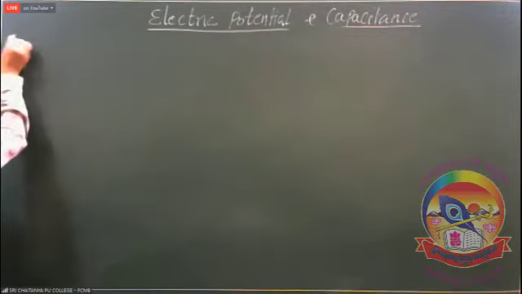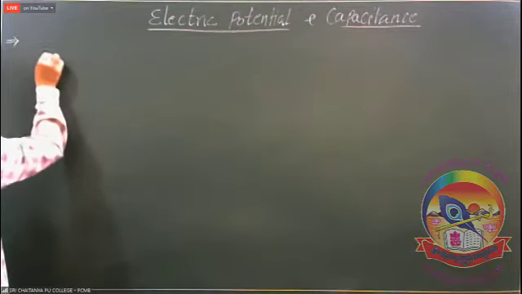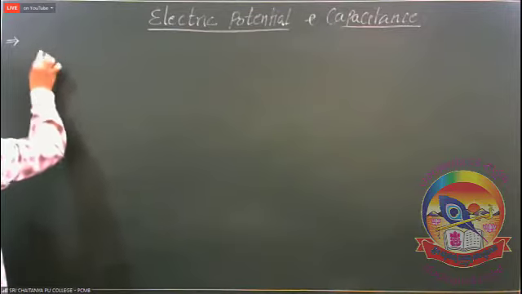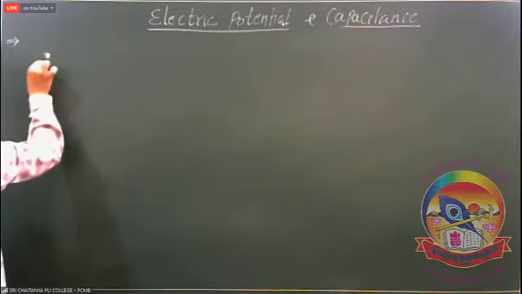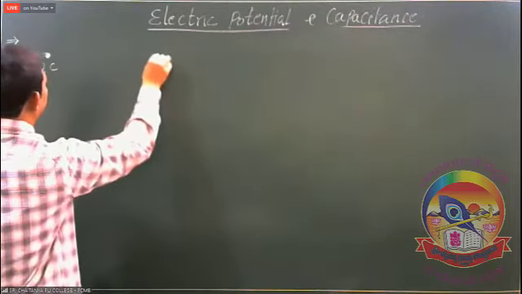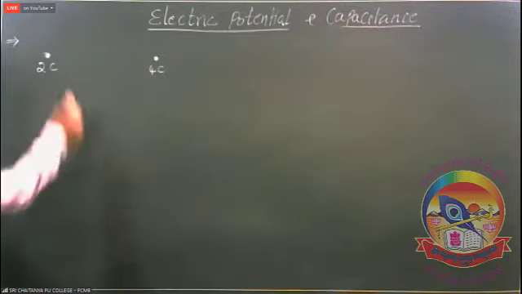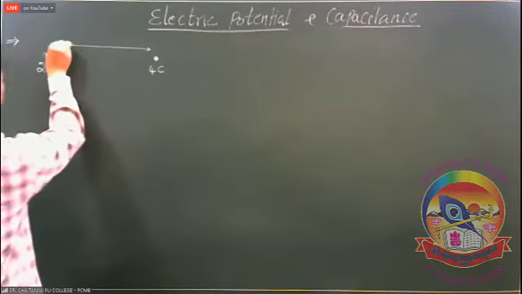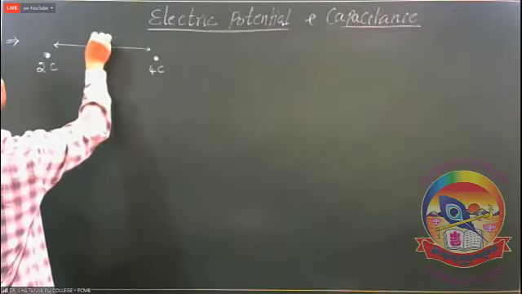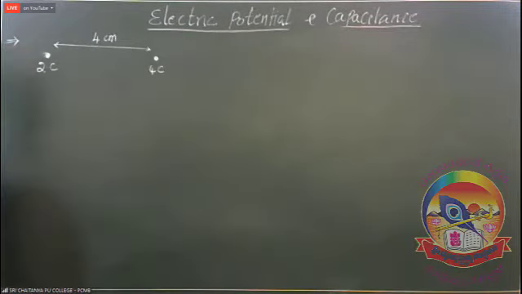Let's see some examples of this. Here is one charge, 2 coulomb. Here is another charge, 4 coulomb. They are separated by, let us say, a distance of 4 centimeter.